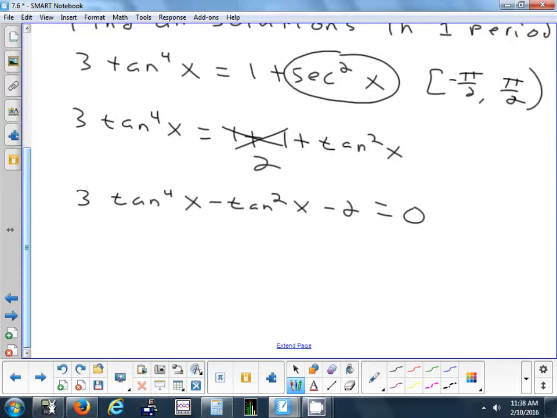But what would you be solving for if you use the quadratic equation? You'd be solving for tangent squared. Okay, you're solving for whatever's in the middle. So anytime the first term's exponent is double the middle, and they're the same function, and the last number is just a constant, it's a quadratic type equation. But this time we don't need the quadratic formula. This will factor. Okay, let's see if we can factor.